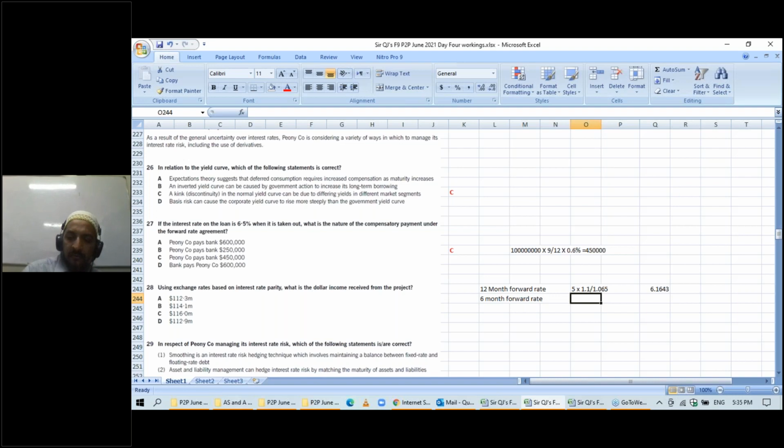Then 5 multiplied by 1.05. Now I've divided the 10% by 2. So I get the 6 months rate and divide by 1.0325. So this rate has also been converted into 6 months, 6.5 into 6 upon 12, 0.065 into 6 upon 12. So its forward rate becomes 5.0848.